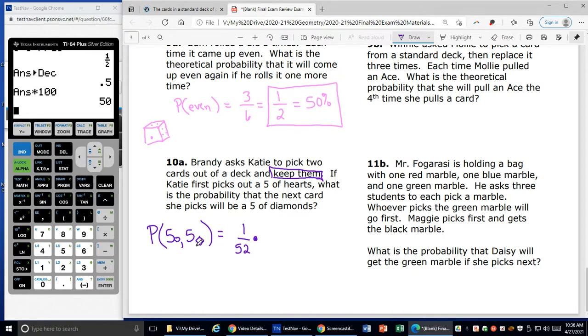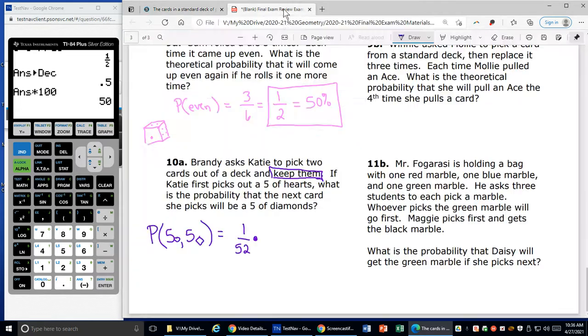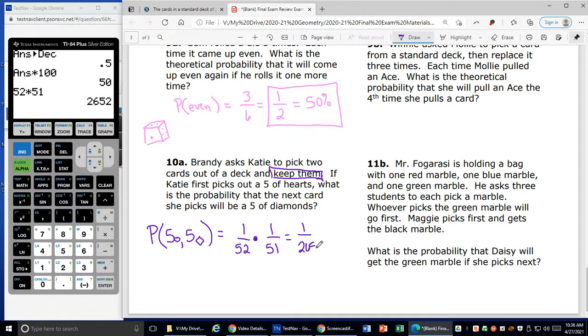Now, she wants to get a 5 of diamonds. So how many 5 of diamonds are in there? There's one 5 of diamonds out of, but there's not 52 cards in the deck anymore because Katie's holding one of the cards already. So now there's only 51 cards to choose from. Okay, multiply your tops, 1 times 1 and 52 times 51, which is 2652. That's not going to reduce because it's 1 over that, but you can check it.